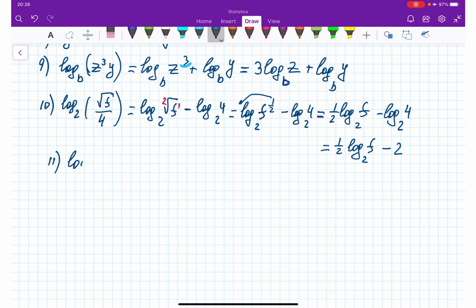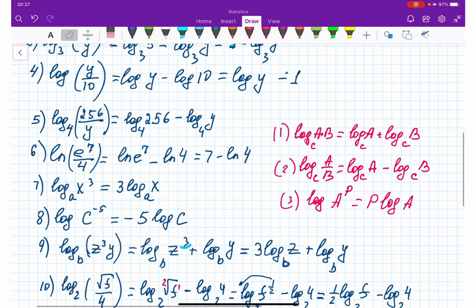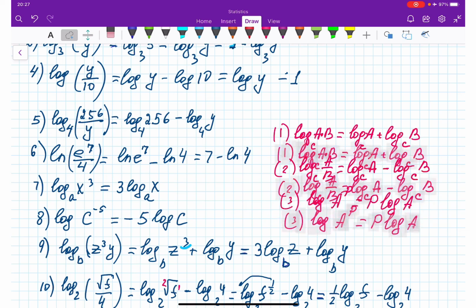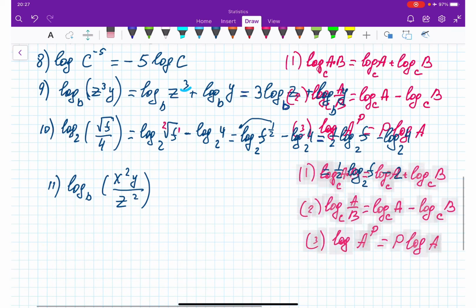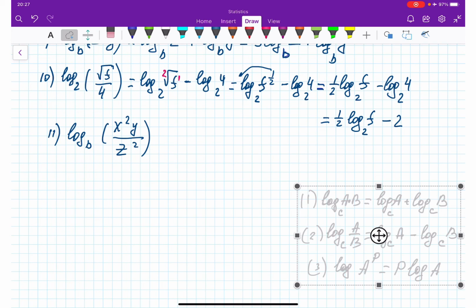Logarithm by base b of x squared y over z squared. So we need to expand this logarithmic expression as much as possible. So we are going to use all the properties of logarithm that we have. Let me move these properties that we have been using so far down here for now.